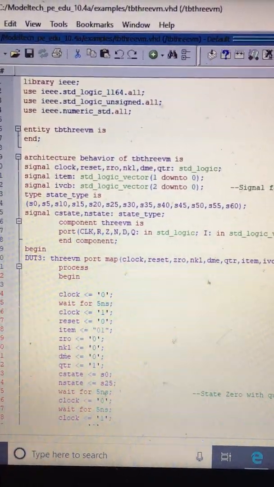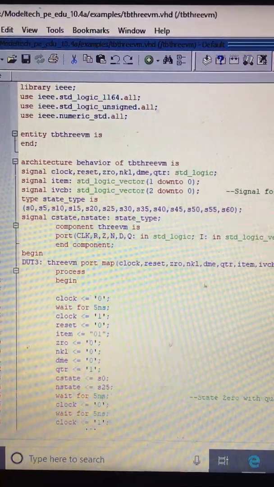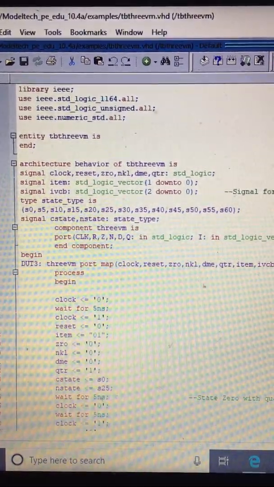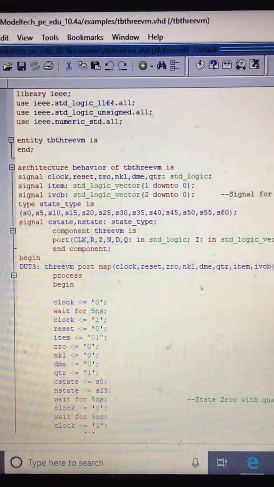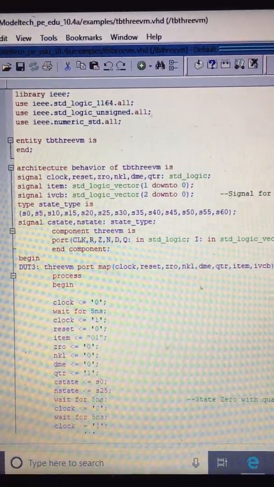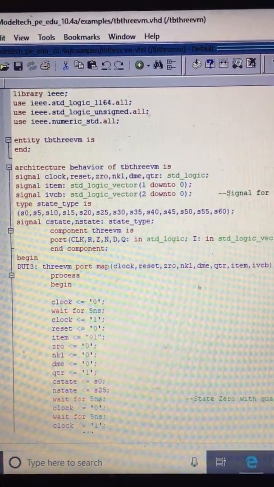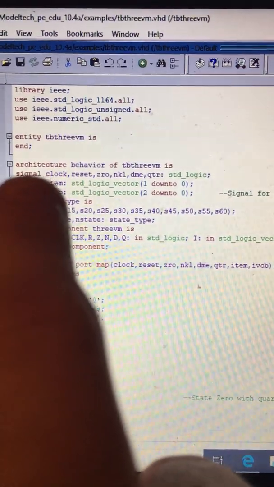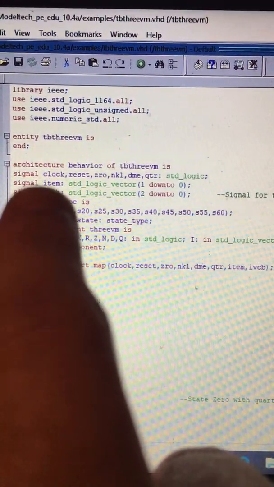This is ECN 423, Section 1, Homework 9, Problem 14.23. This is the second version of the question. This is the test bench. Here is the entity and the architecture.